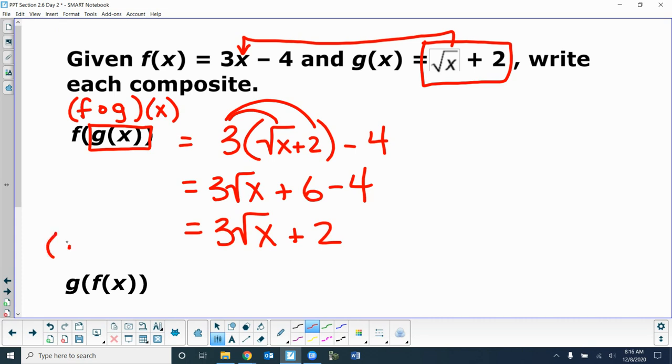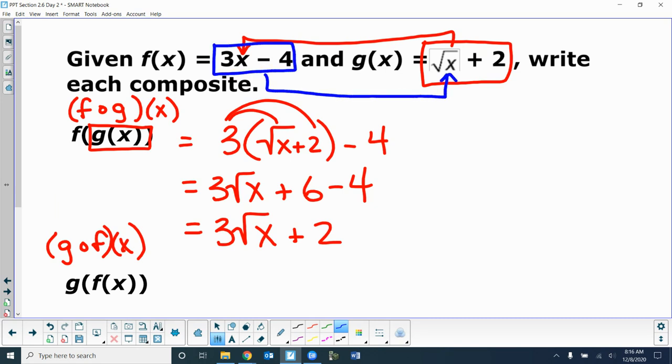So this one down here is G circle F, or golf. All right. So then I would take this and put it there for that F. Does that make sense? So we're just going to put it in place of the x, the other function, and then simplify.